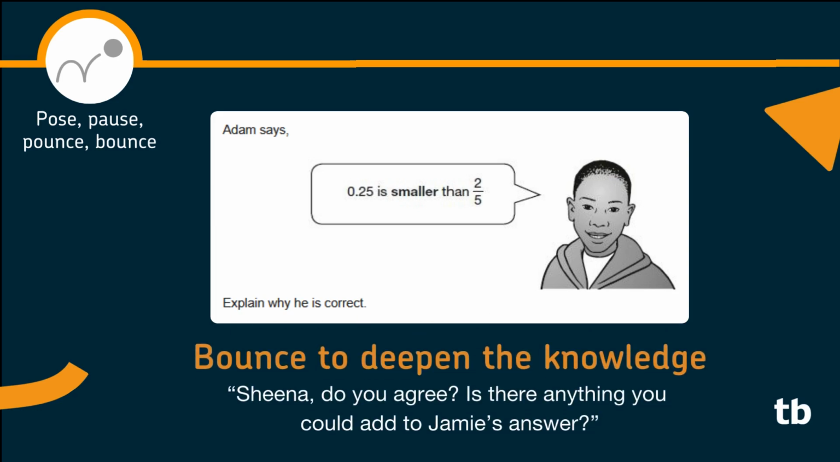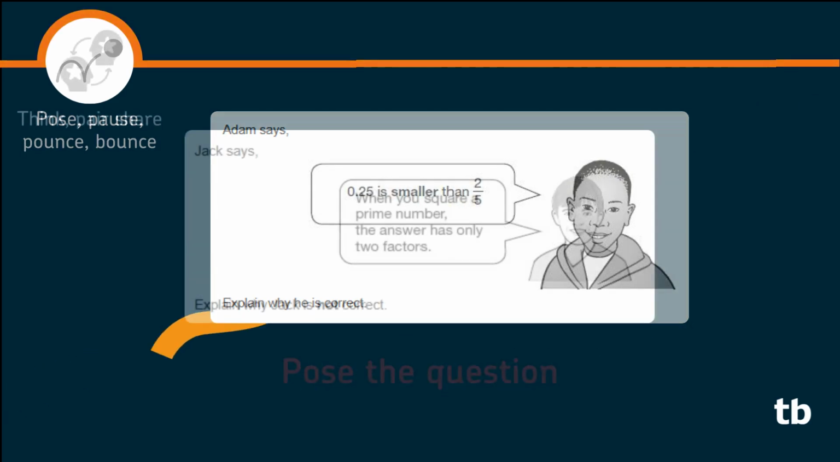After the initial response, you can bounce the response around the room to build and develop the questioning. What do you think of that question? Can you add something or take something away? Do you agree, and why? As you move around the room, the answer will become more developed and well-rounded, generated by the children themselves and promoting deeper understanding of the content.